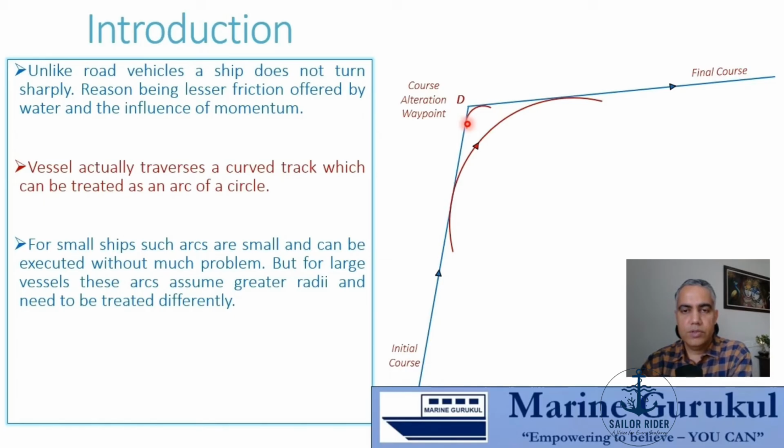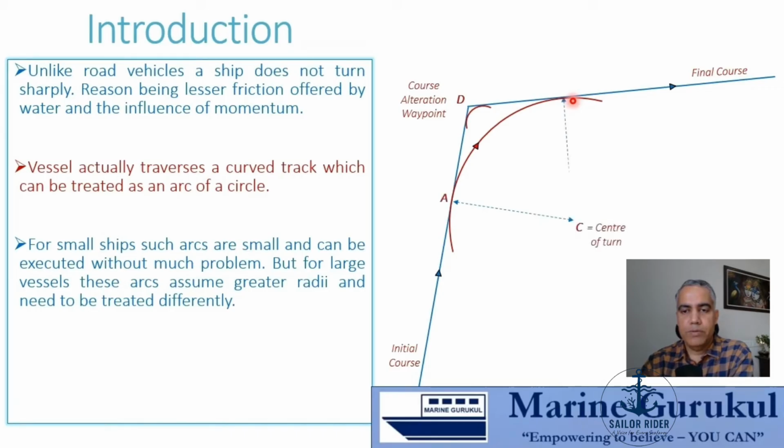Now for a large ship having a larger turning radius or a larger turning circle, the track on which the ship will be moving will be this one. So for larger ships, these arcs on which the ship moves when it is altering its course assume greater radii and they need to be treated differently. We can also easily find the center of this turning circle or center of this arc. In the coming slides, we will be seeing how do we identify the center of the turn, how do we mark this curved path on our chart.